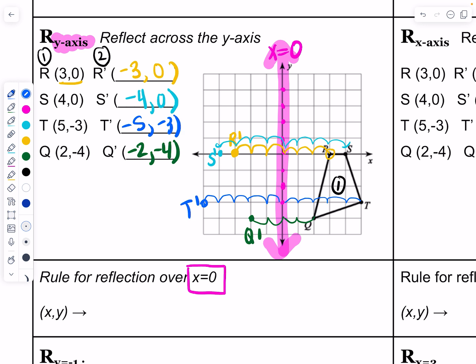And then, of course, when I connect those dots, this needs to make the same figure, same size, just flipped over that line. So same size, same angles, same side lengths. This would be the second shape. That's called our image. So we go from our pre-image to our image.